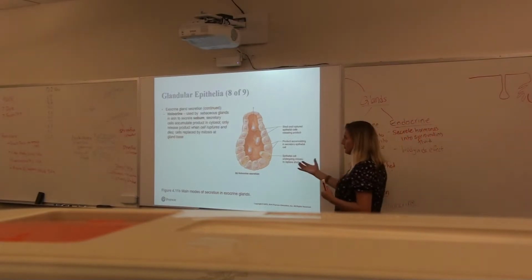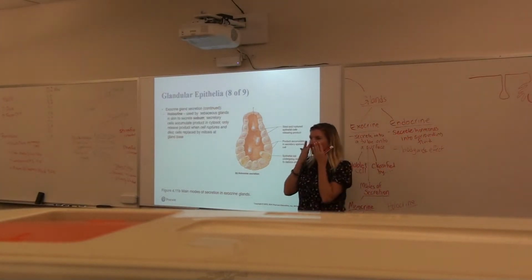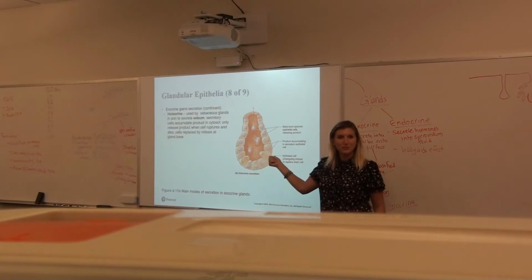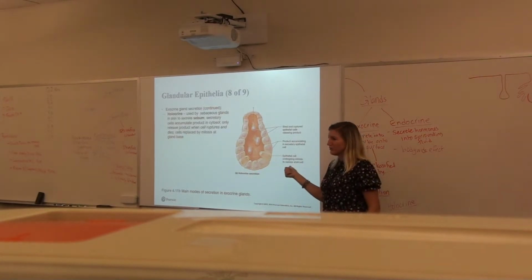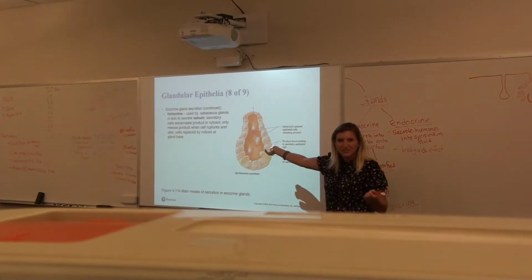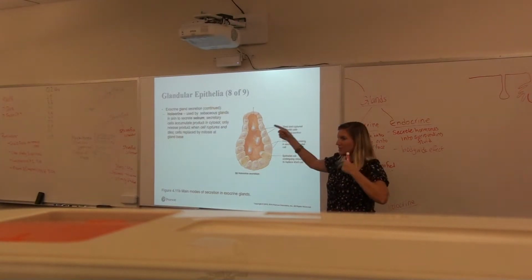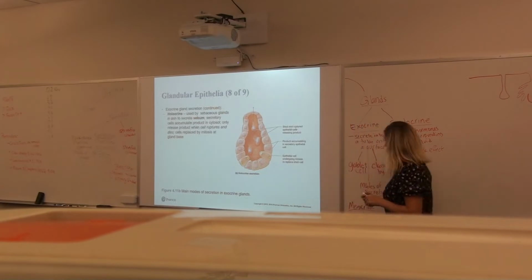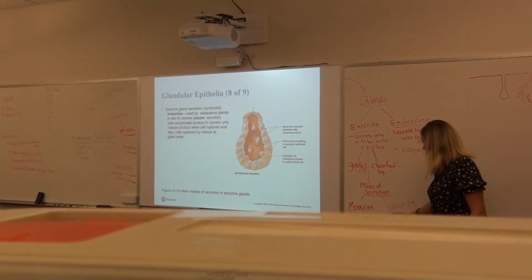Sebum, or oil, the oil that's on our skin, on our face, in our hair, is secreted in this way. Think about how oil differs from sweat, right? Sweat is kind of watery. This is more mucousy, and that's partly because of the different mode of secretion. So holocrine secretion, the cell explodes.